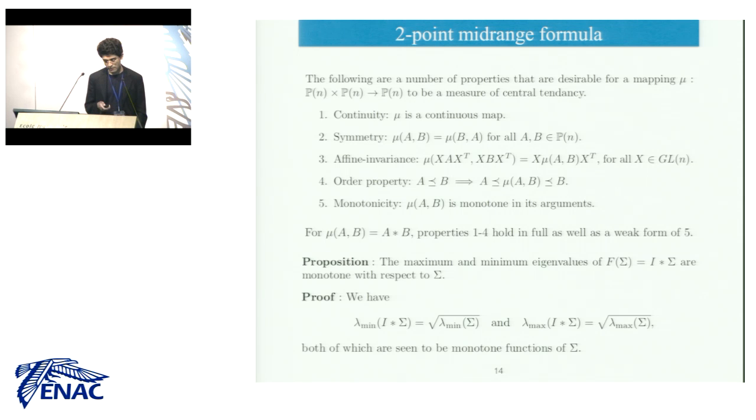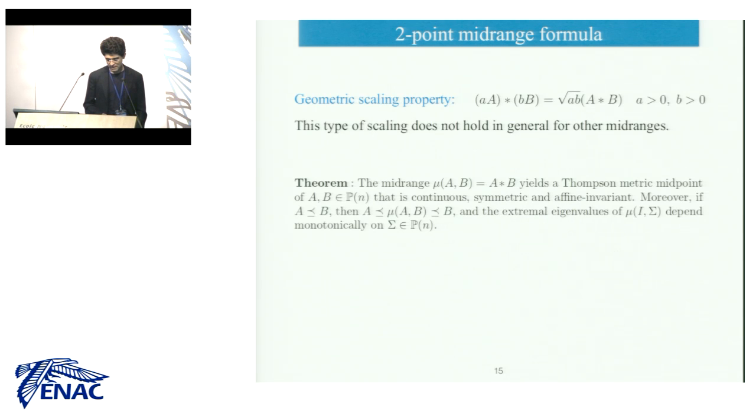And it turns out that if we take the mu to be the star midrange, properties 1 to 4 hold in full, and then a weak form of 5 holds as well. And the weak form is that essentially it's the extremal eigenvalues that stay monotone, so not the full matrix, not monotonicity in the full matrix sense. But that's a plausible result, given what we're using in the construction. So that looks okay.